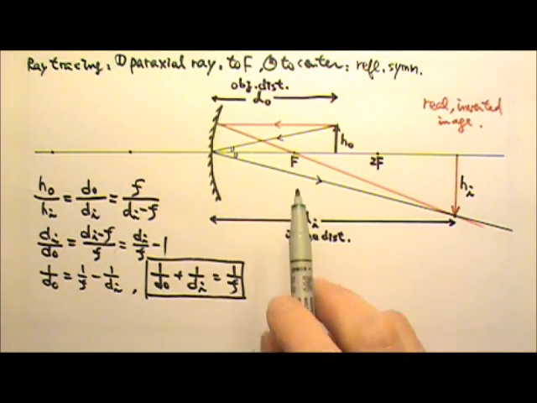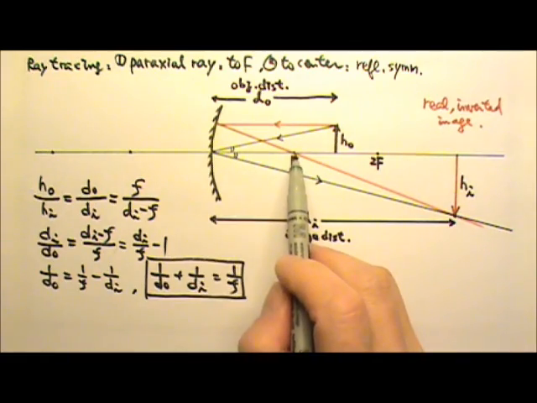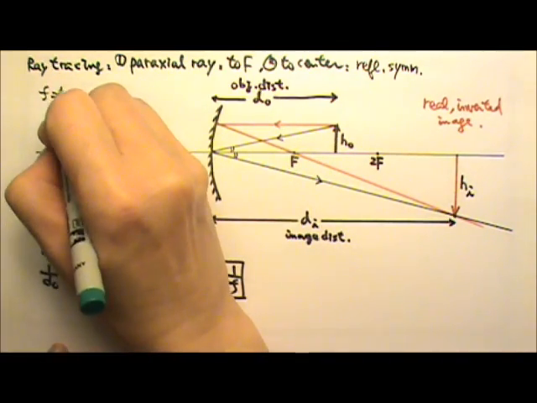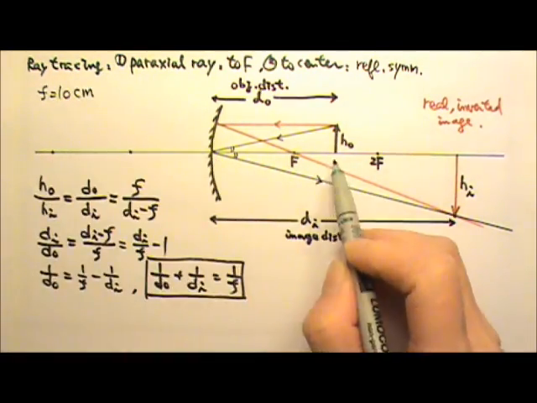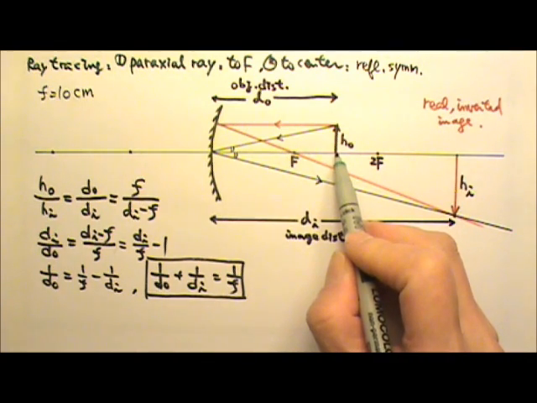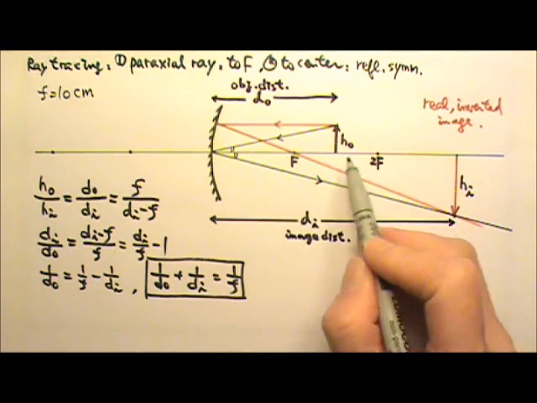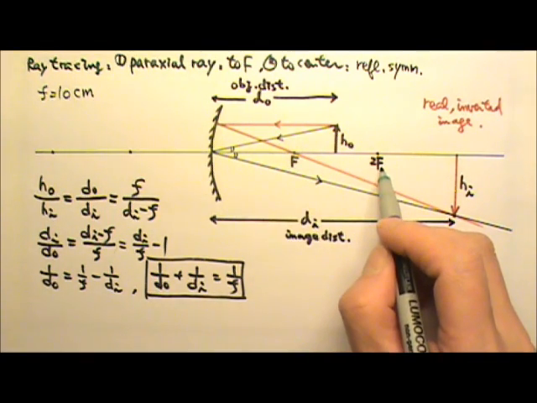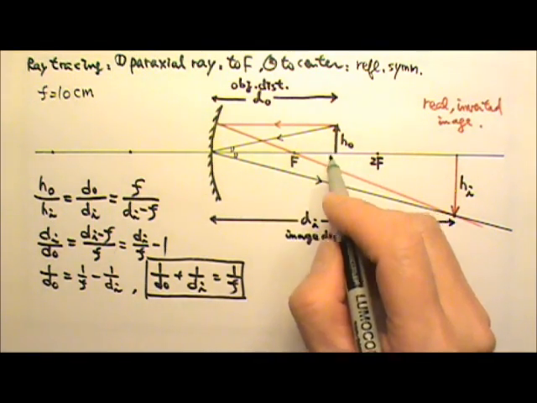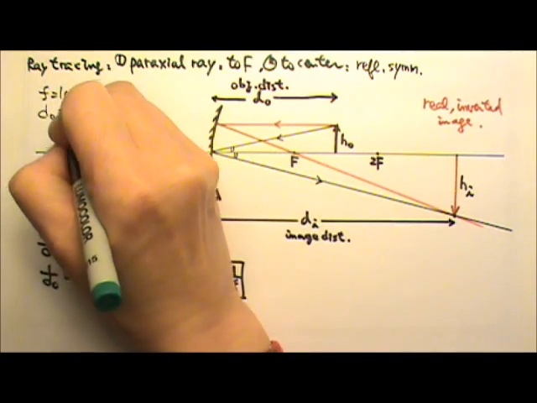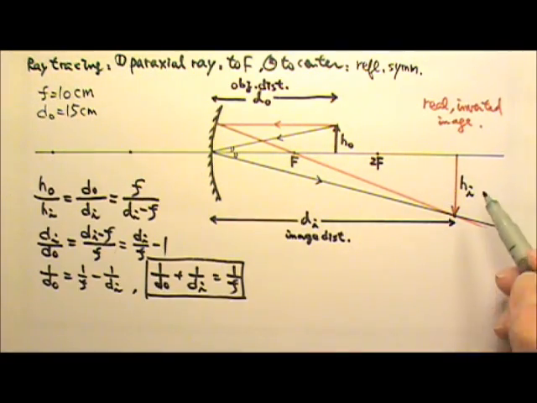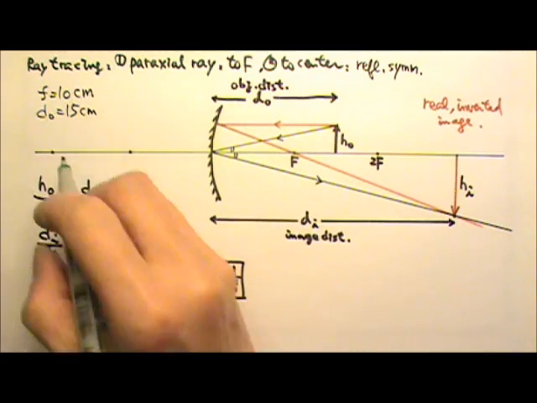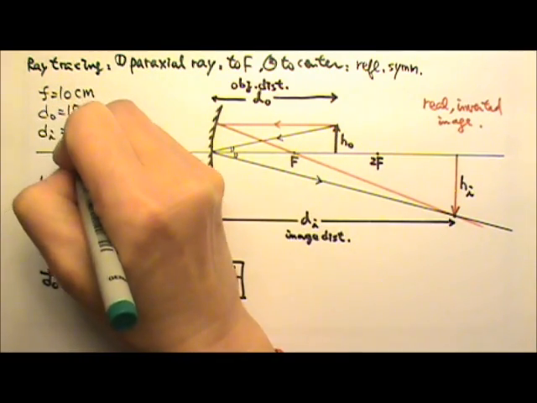So now let's try this problem. Suppose the focal length here is 10 centimeters. And I drew the object over here right in the middle between the F and the 2F, which means it's between 10 centimeters and 20 centimeters. So my DO right now is 15 centimeters. And since I want to locate the image, I'm going to find the DI.